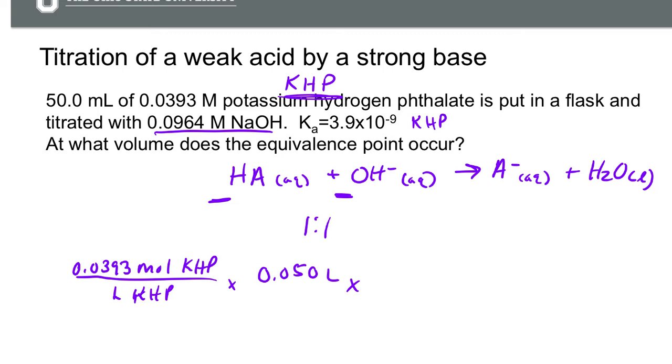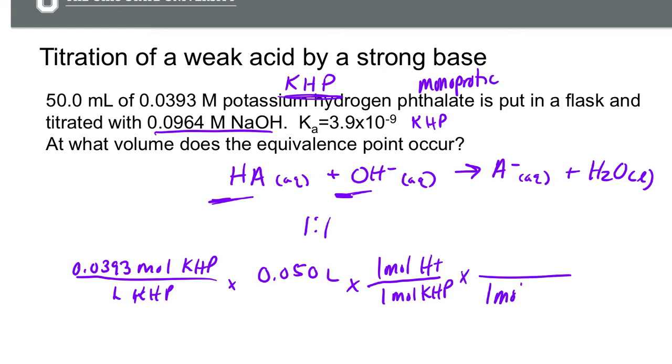KHP, it wasn't stated in this problem, but this is a monoprotic weak acid. So for every 1 KHP, it's going to react with 1 hydroxide, but I guess you can get that from this equation. So for every 1 KHP, I guess we should also do this. We get 1 mole of H plus. One mole of OH minus is going to react with 1 mole of H plus.